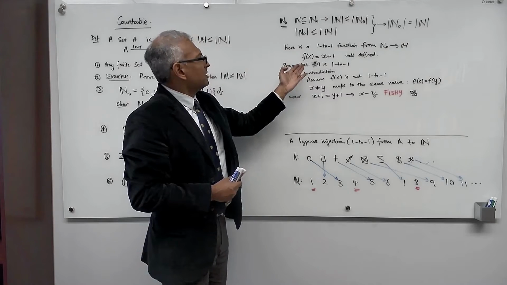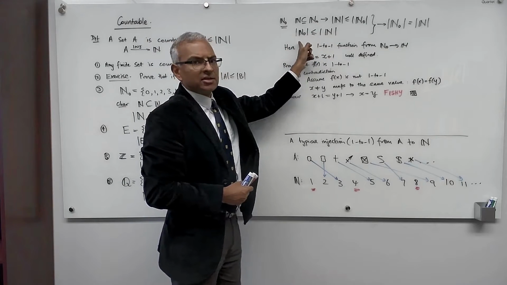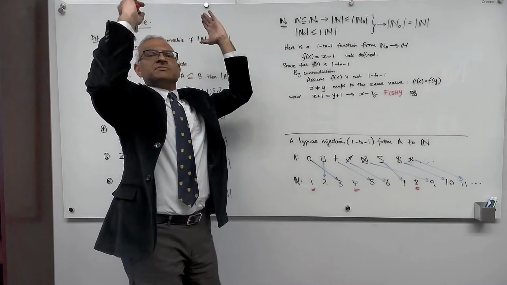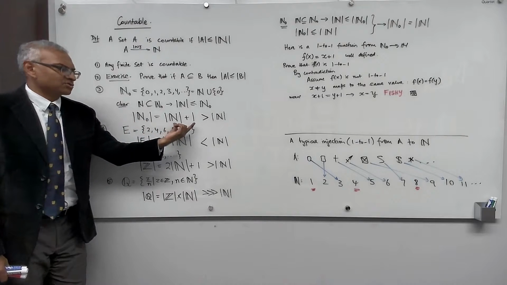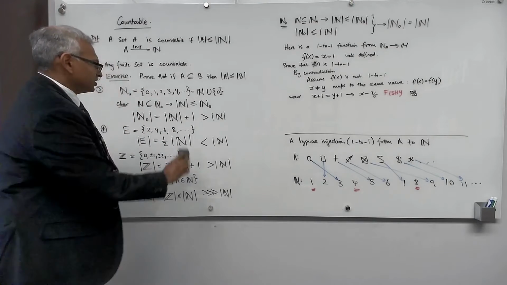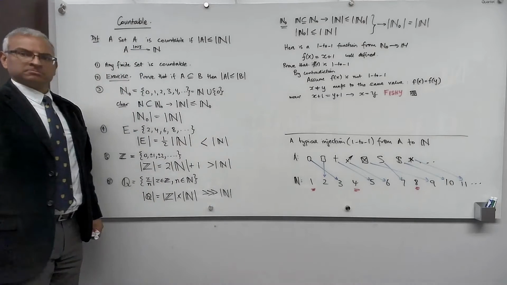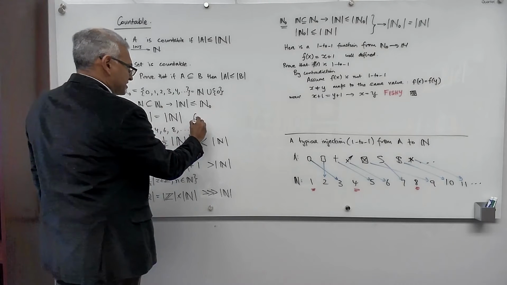So there is a mapping that's an injection from n0 to n. It means that the cardinality of n0 is less than or equal to n. A disaster for intuition. We thought that the size of n0 was n plus 1. No, it's n. The cardinality of n0 is equal to n. So this is wrong. It's equal to n. Stunned.